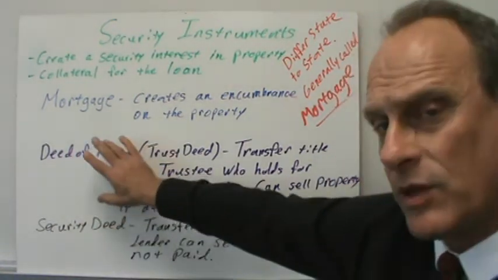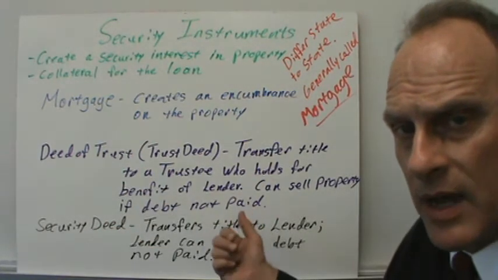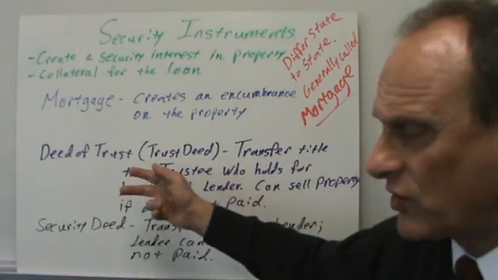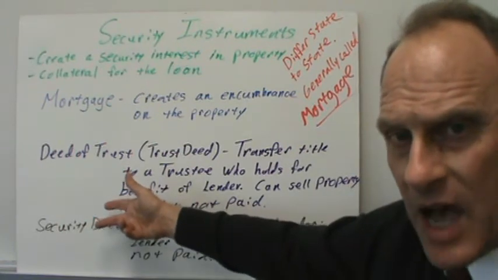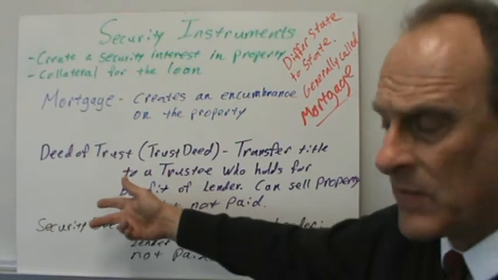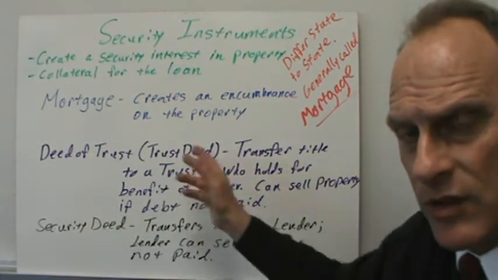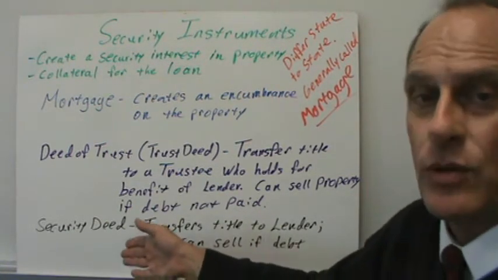Very similar to that is a security deed. Rather than transferring it to a third-party trustee, and by the way, that trustee works in the best interest of, and frequently is an employee of, the lender, or maybe the lender's attorney, the security deed works the same way, except instead of sending it to a trustee, you deed the property right back to the lender.